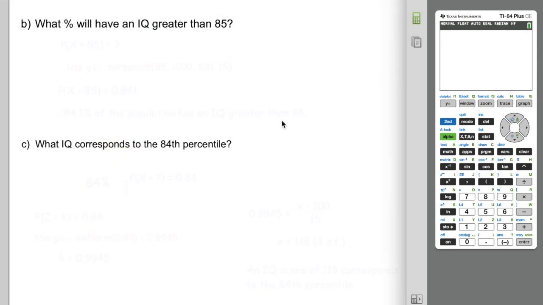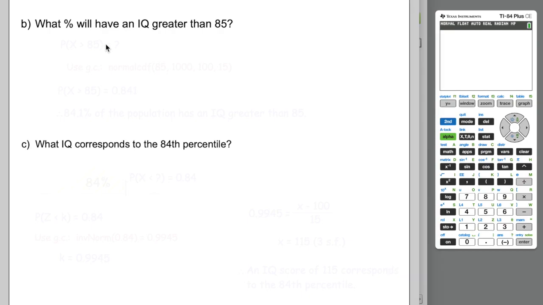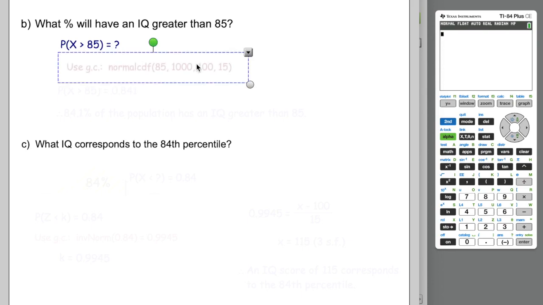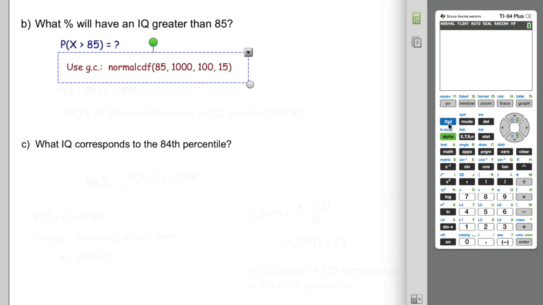Okay, part B. What percent will have an IQ greater than 85? So here, let's write this in a notation form. Probability of x greater than 85 is equal to question mark. So we will be using normal CDF on the calculator. This time, however, we will begin from 85 and go up, right?